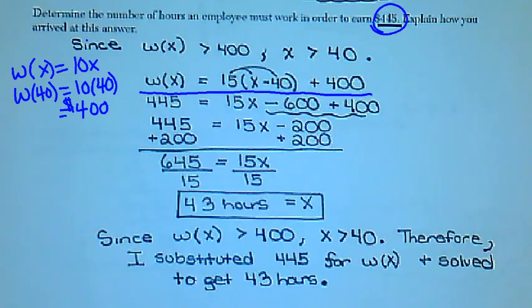So instead of finding what the w of x is or what the money is, I'm going to actually substitute that in, and I'm going to solve for x. Again, this means to distribute. So I distributed to get 15x minus 600 plus 400. Combine like terms, and I get that x is equal to 43 hours.